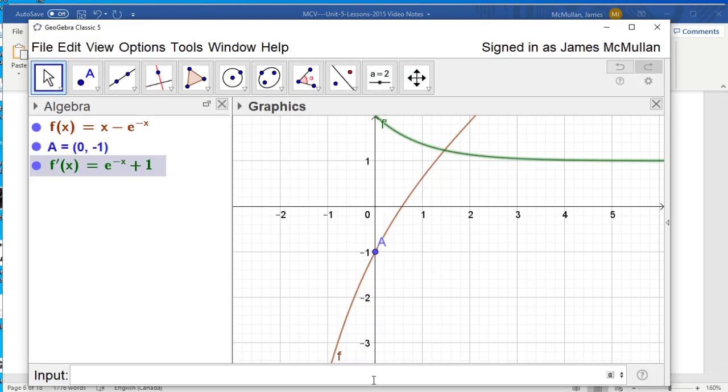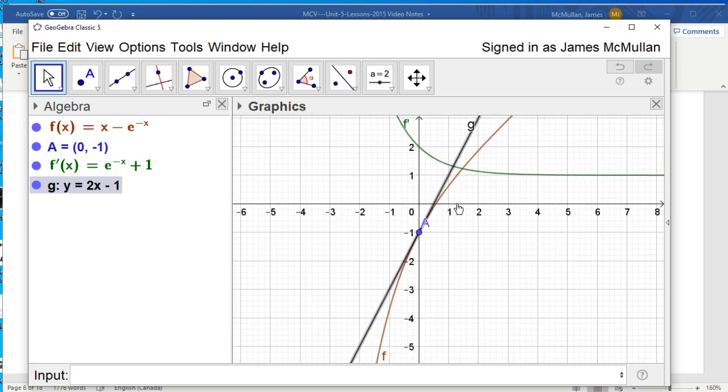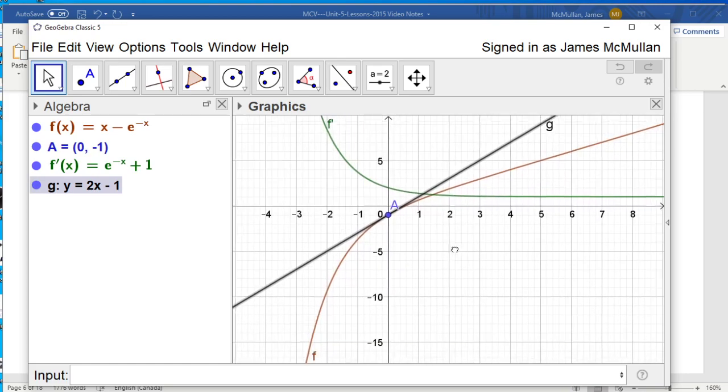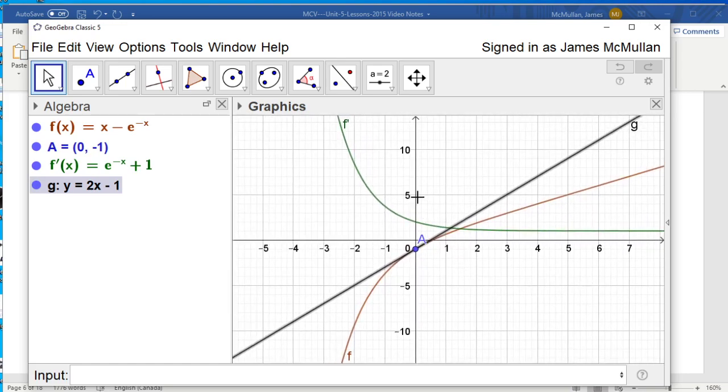Okay, let's draw that function. y equals 2x minus 1. And you can see that that is a perfect tangent for the point we were interested in, right?